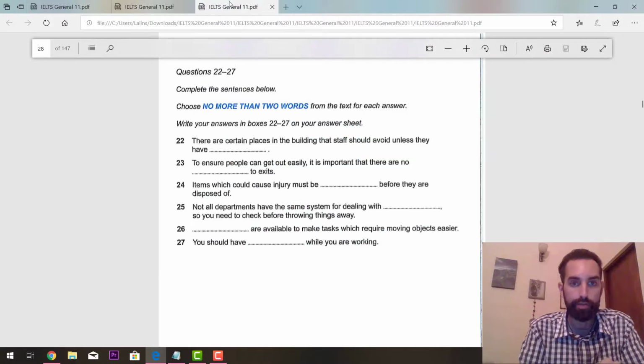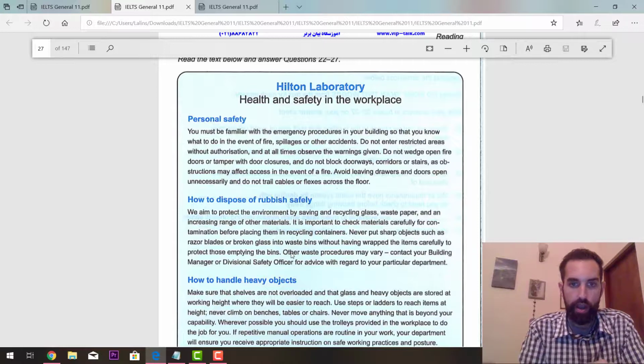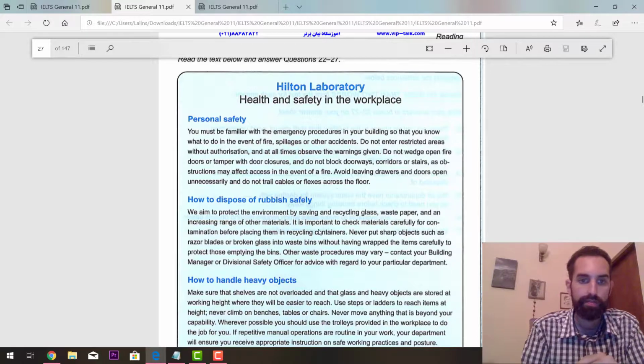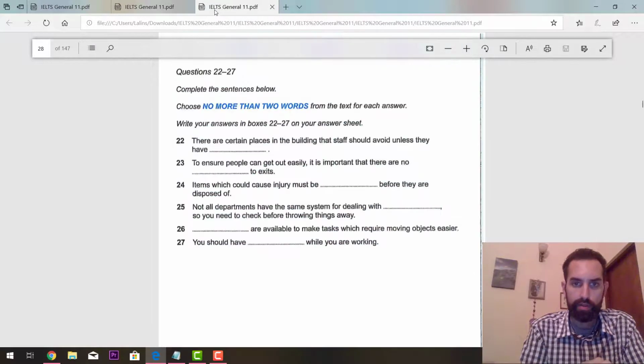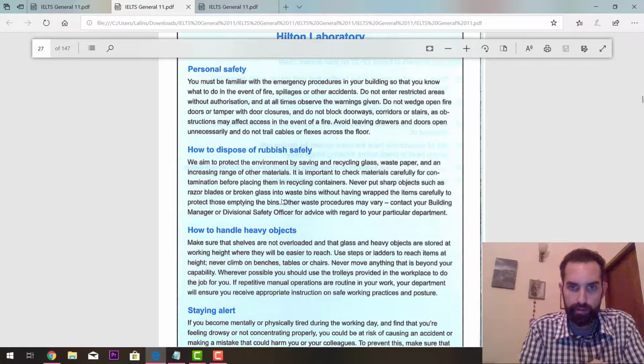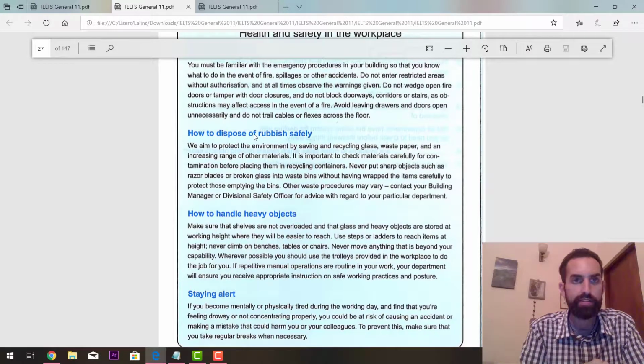So now we are going on to 25. Not all departments have the same system for dealing with blank, so you need to check before throwing things away. Okay? Here we are. Other waste procedures may vary. Contact your building manager or divisional safety officer for advice with regard to your particular department. Let's see. Was that mentioned here? Not all departments. Aha! Waste procedures may vary.